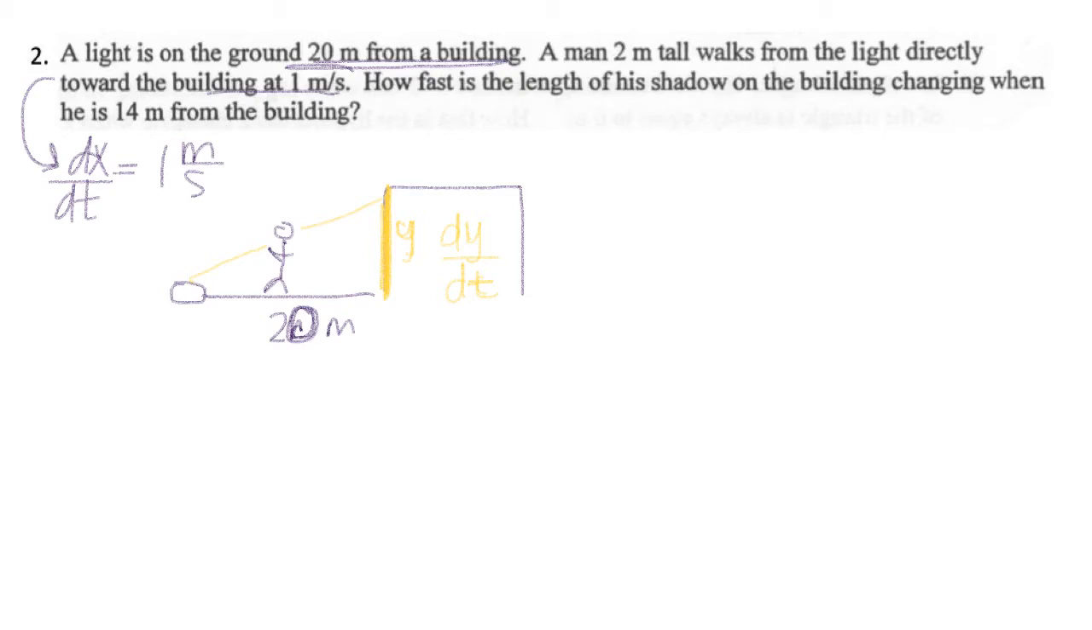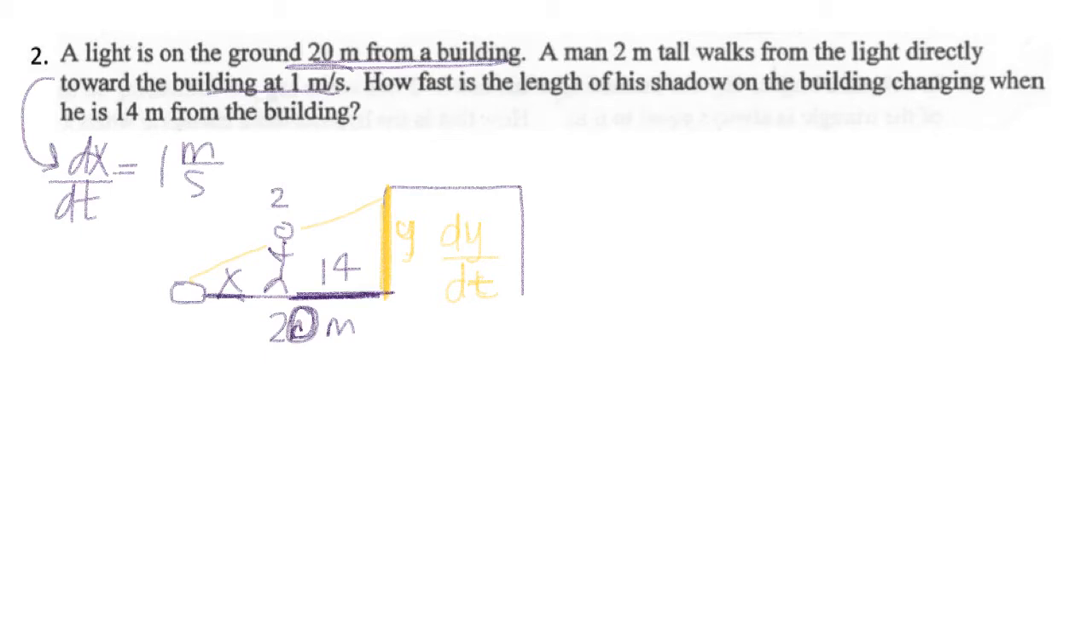Now, let's go back and label a few other things we know. We do know that when he is 14 meters from the building, we want to know what is the rate of change of his shadow. Now, of course, we know this value over here would be 6, but we also need an x value in here, something that we can take the derivative of. Because remember, with related rates, we need some kind of formula, something with x and y, so that we can do the derivative. So really, we have some kind of similar triangle set up here. We know this guy's height is, what, 2 meters.